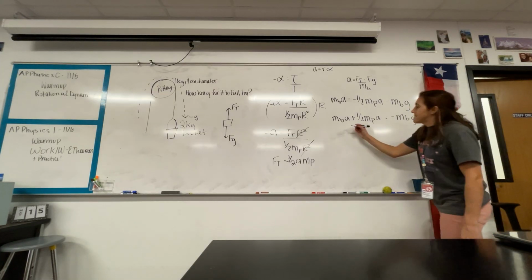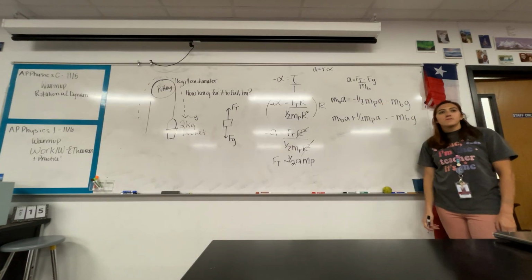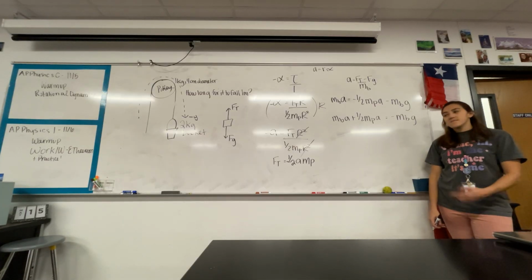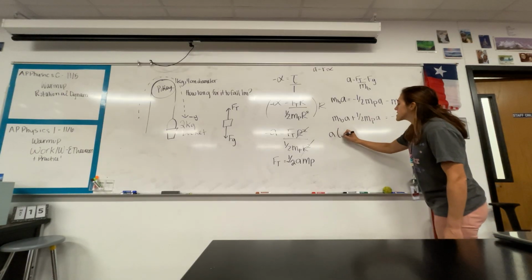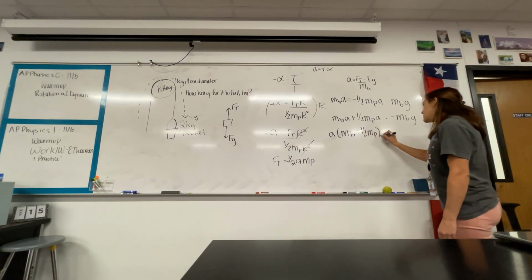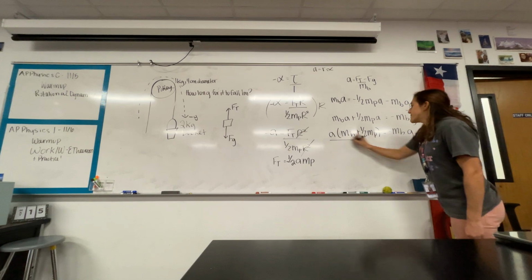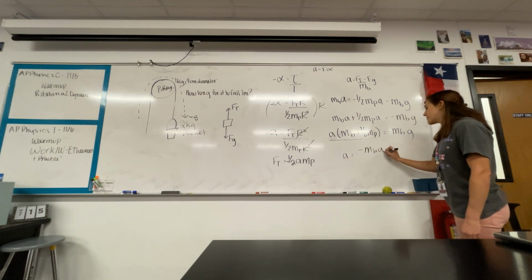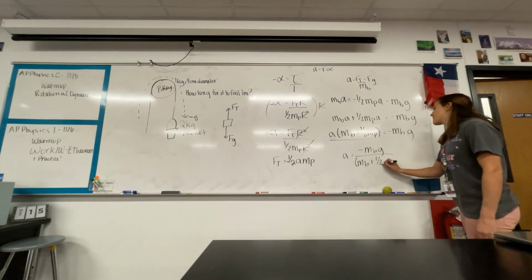I'm going to keep going. mb a on the other side. I just multiplied it back over because doing that all in a fraction seemed like a horrible idea. All right, so I get acceleration times mb plus 1/2 mp is equal to negative mb g. If I divide, my acceleration is equal to negative mb g over mb plus 1/2 mass of the pulley.